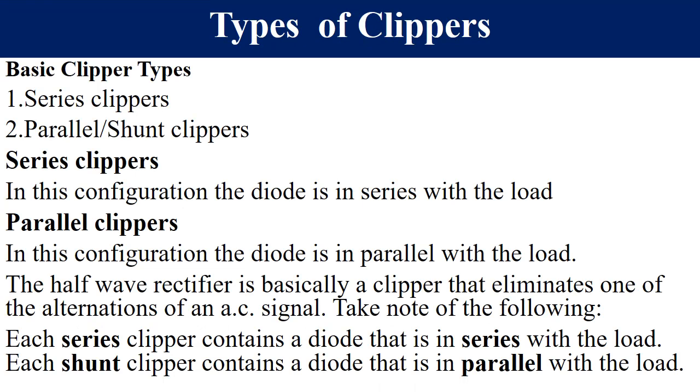Types of clippers. We've got basic types, and these are a series clipper, whereby the diode is in series with the load, and a parallel or shunt clipper, whereby the diode is in parallel with the load. Let's look at what a series clipper is. This is when the diode is in series with the load, and as I've said, a parallel clipper is when the diode is in parallel with the load.